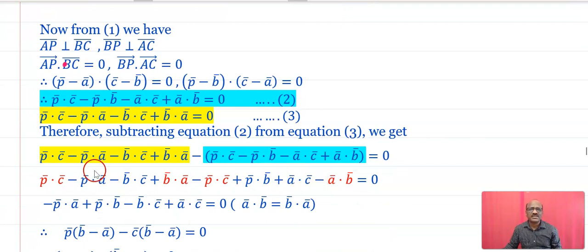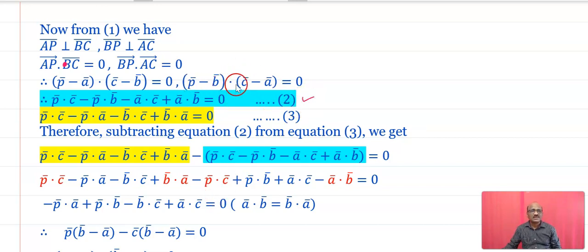Now we will simplify this. In the bracket p bar minus a bar dot, in the second bracket c bar minus b bar: p bar dot c bar is the first term, p bar dot b bar with a minus is the second, minus a bar dot c bar is the third, and the last one, minus a bar times minus b bar, becomes plus a bar dot b bar, equals 0. This is expression number 2.